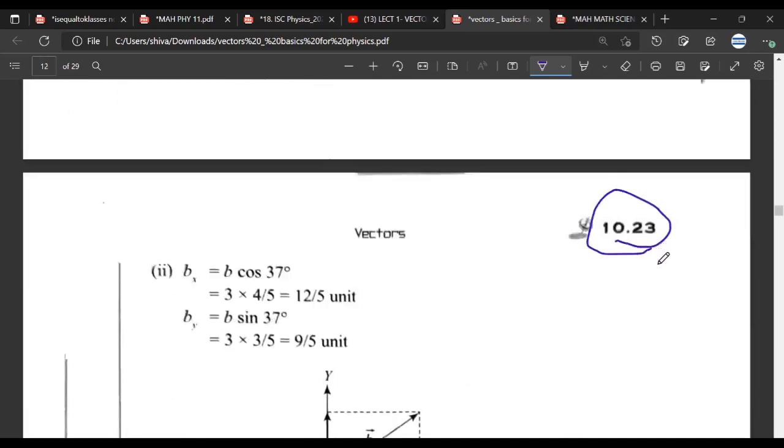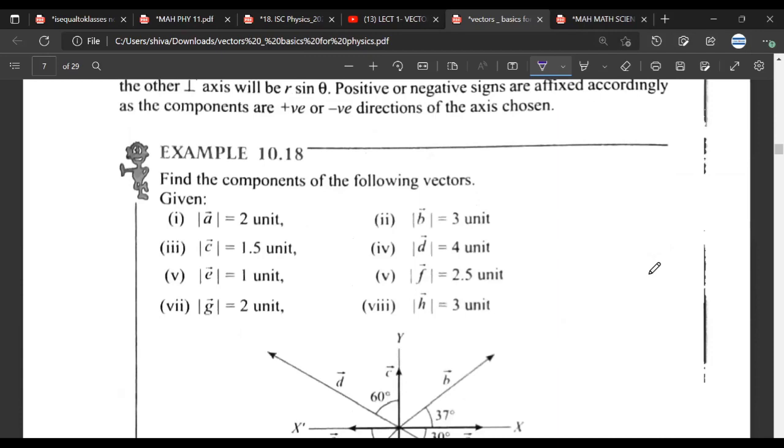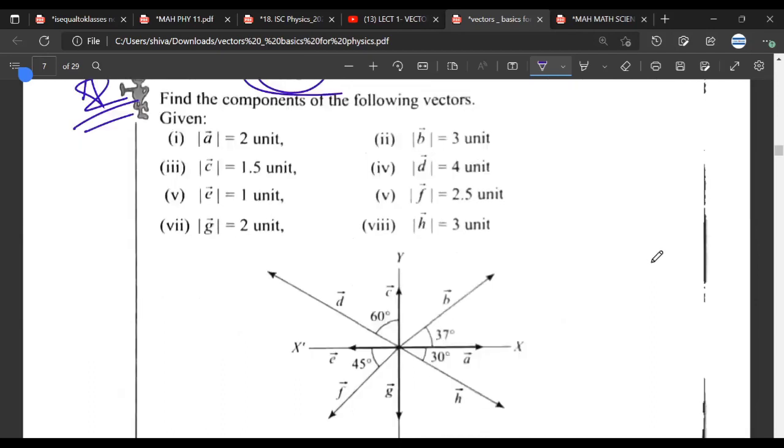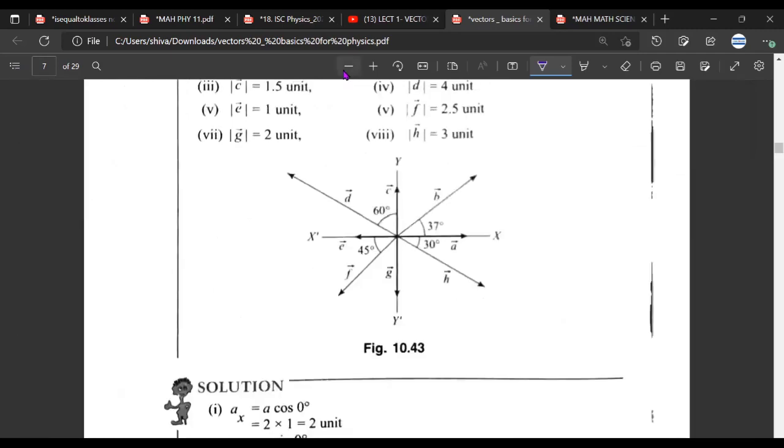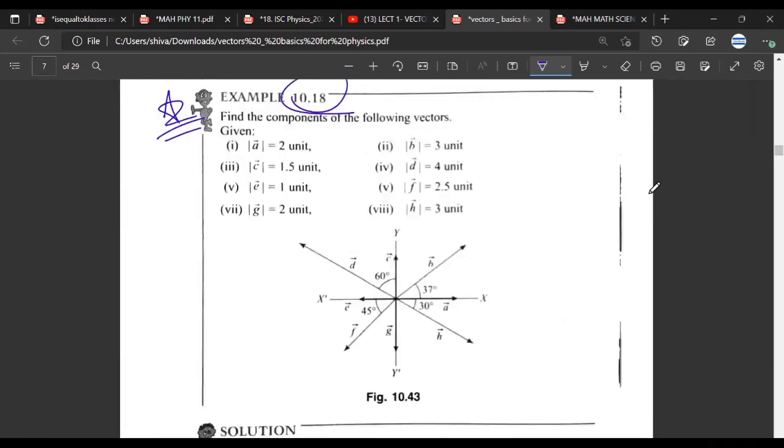Have you understood? So your homework would be, it will be good if you are able to practice. Try to do this example 10.18. You can refer to the answers. I'll explain what they are trying to say. They have drawn a few vectors here. Do you see A vector, B vector, C vector, D vector, E vector, F vector, G vector, H vector?